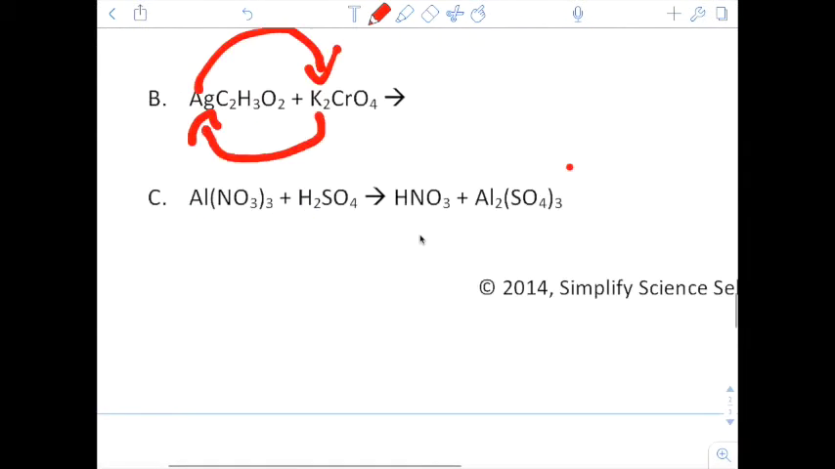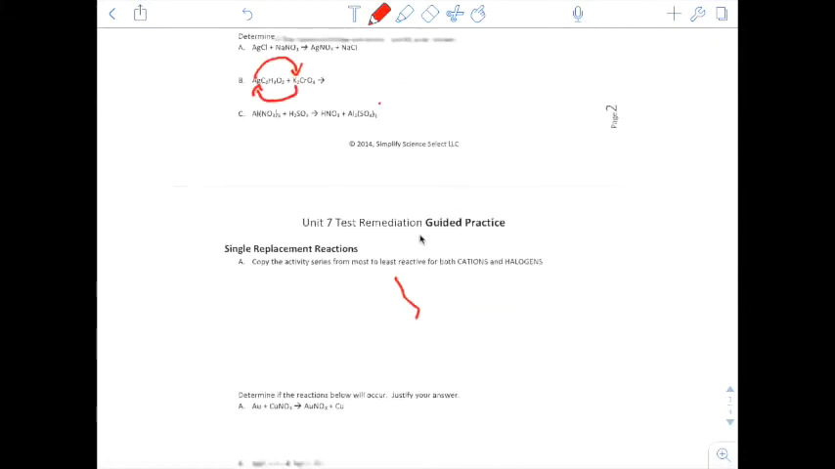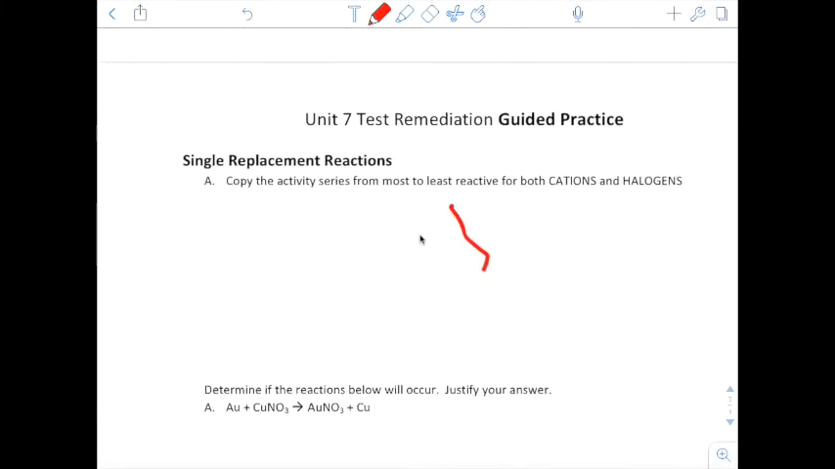And our single replacement reaction, moving on to that. It says copy the activity series from most to least reactive for both cations and halogens. So when we're looking at this, again, if your teacher allows you, you can have the activity series. It's already given to you.